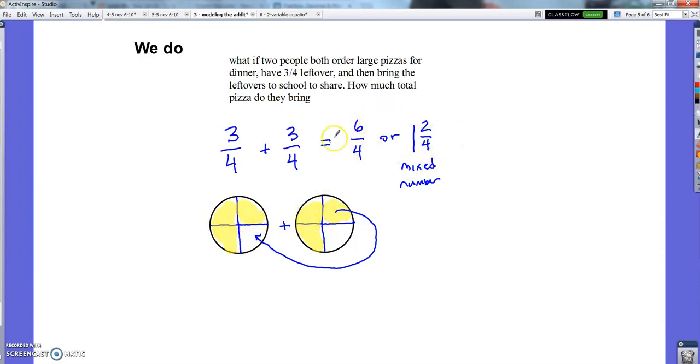Either one of these is okay. You can write it either way. And sometimes that happens when you add fractions. Sometimes you end up with more than 1. Okay. So that is how that works. That's how you model the addition of 2 fractions. You just draw the model and imagine putting them together.